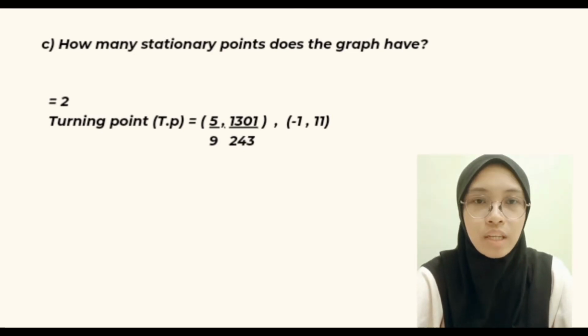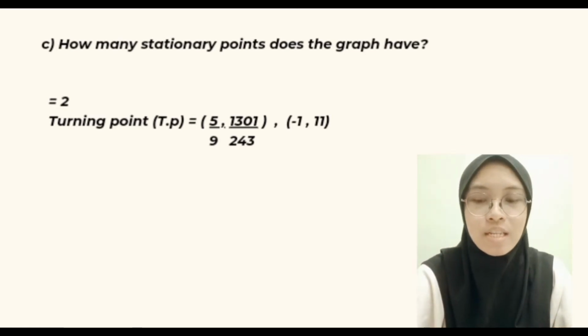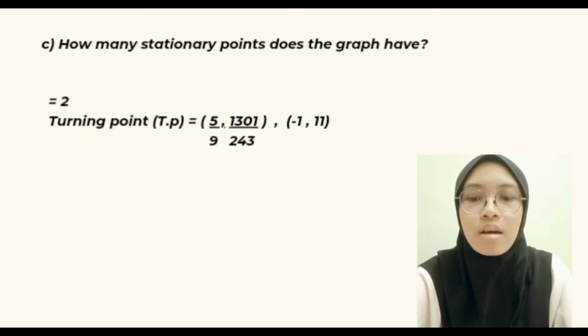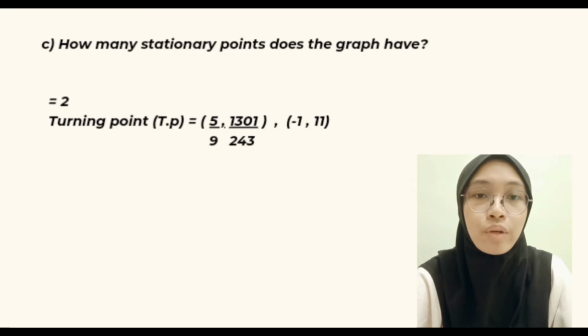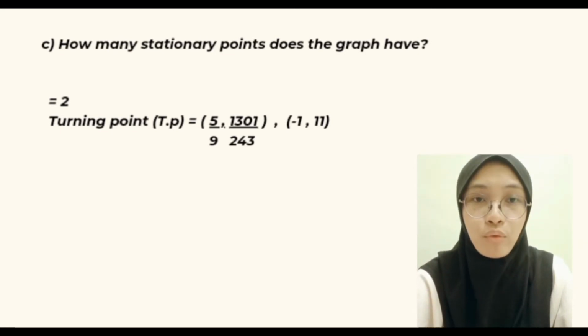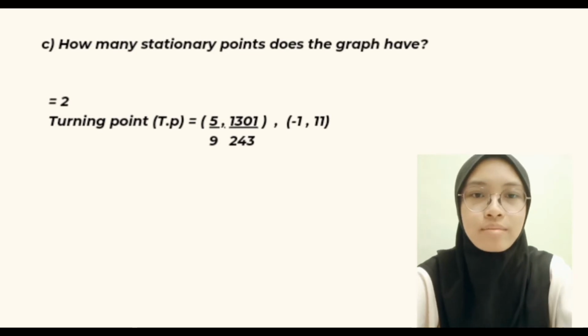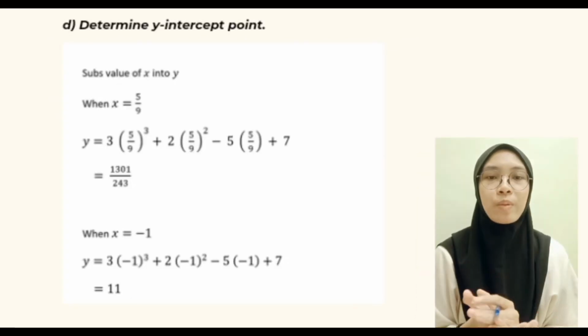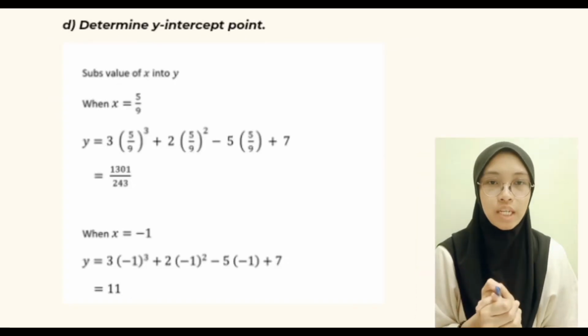Now, I will explain the solution about question C. How many stationary points does the graph have? The graph has two stationary points. The first one is 5 over 9 and 1301 over 243, and the second stationary point is negative 1 and 11.